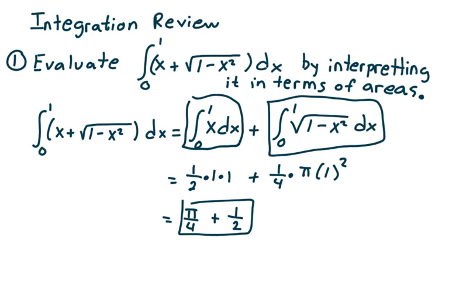And so you might notice for the first integral, you're taking 1/2 the base times the height, so it's 1/2 of 1 times 1. And then in the second integral, it's a quarter circle, so it's 1/4 pi times the radius, which is 1 squared. And so the correct answer here is pi over 4 plus 1/2. And that's the answer to problem 1.